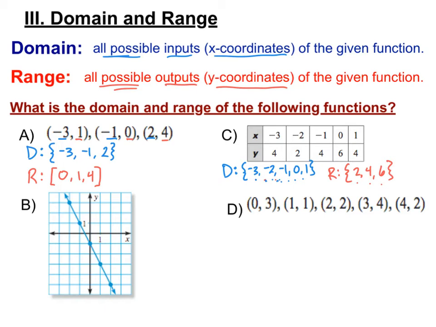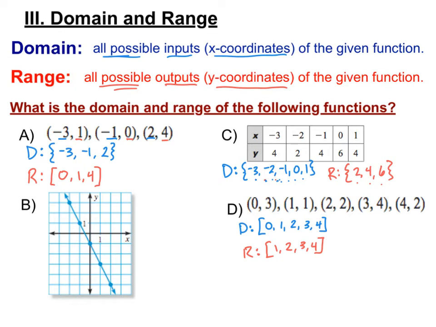And just to make it easier, because it's very similar, I'm going to go right down here to part D. The domain would be, if you like the square brackets, 0, 1, 2, 3, and 4. And so again, numerical order, least to greatest. The range is then 1, 2, 3, 4.